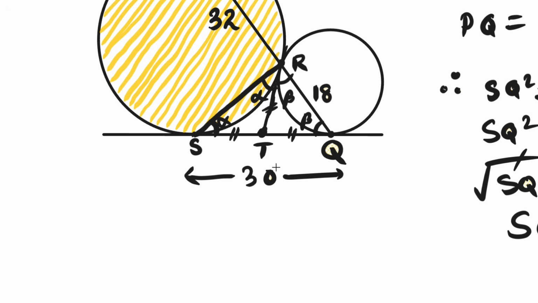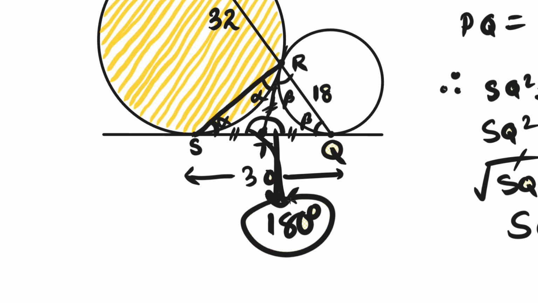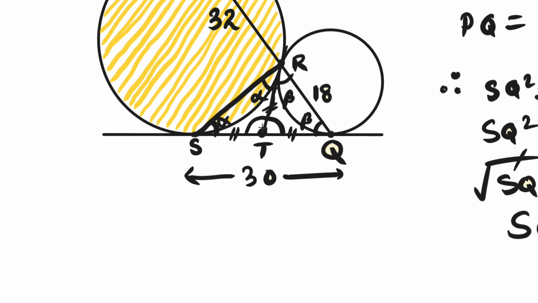Now notice something very important. S, T, and Q all lie on the same straight horizontal line. Therefore, the two angles at T, one from each triangle, together form a straight angle, which is 180 degrees. The angle at T inside triangle SRT is 180 degrees minus 2 alpha, because the other two angles are alpha and alpha. Similarly, the angle at T inside triangle TRQ is 180 degrees minus 2 beta.